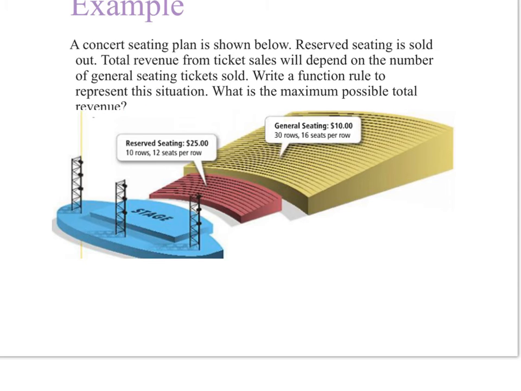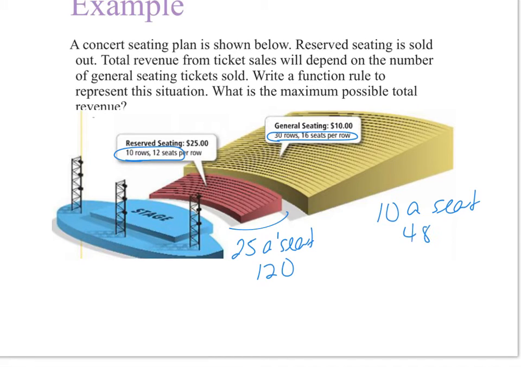In this example, we are looking at concert seating. And we have two types of seating. We have reserve seating at $25 a seat. And there are 120 seats. I know that because 10 rows times 12 seats. And then I have general seating at $10 a seat. In this case, there are 480 seats. 30 rows, 16 seats per row.